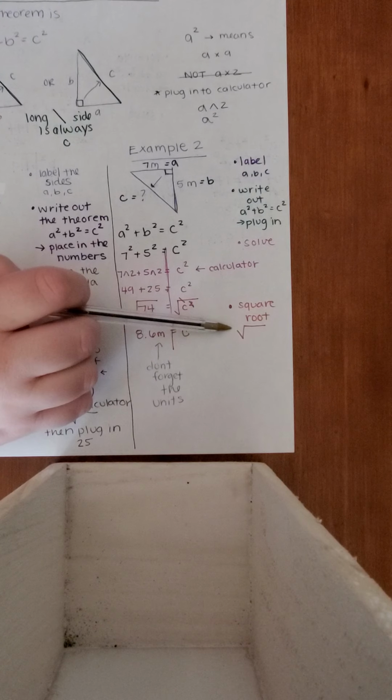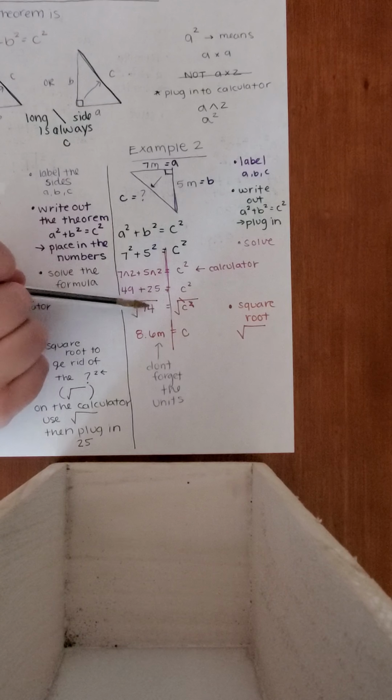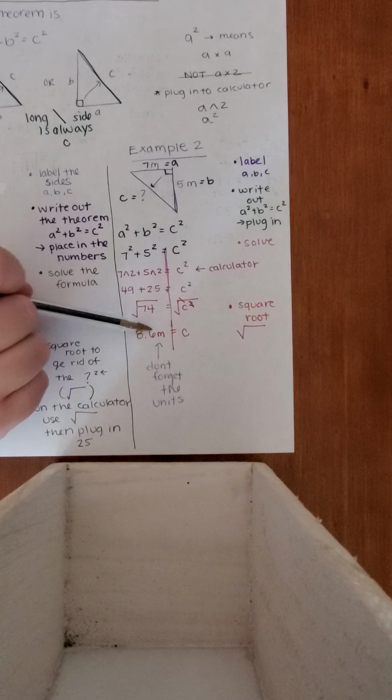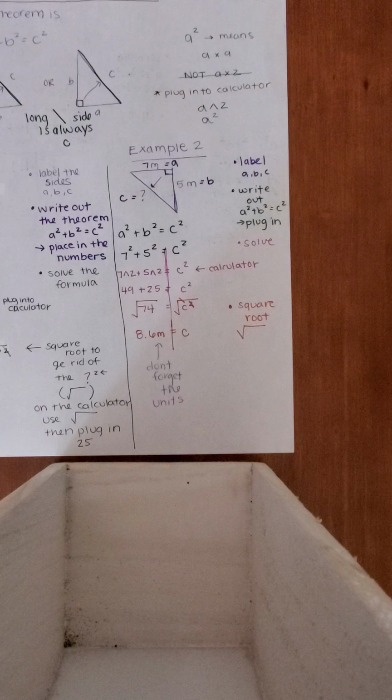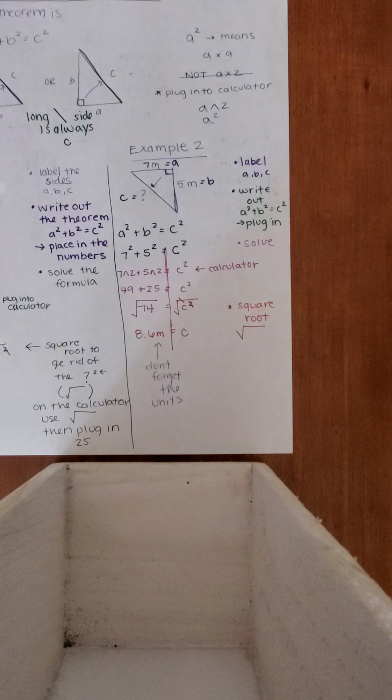Now we got a square root. That's where that square root is on that calculator. It looks just like this, right? When we square root 74, it's going to give us 8.6 m. And that's okay. We get decimals, and that's fine with us, all right? So we got decimal 8.6, all right?